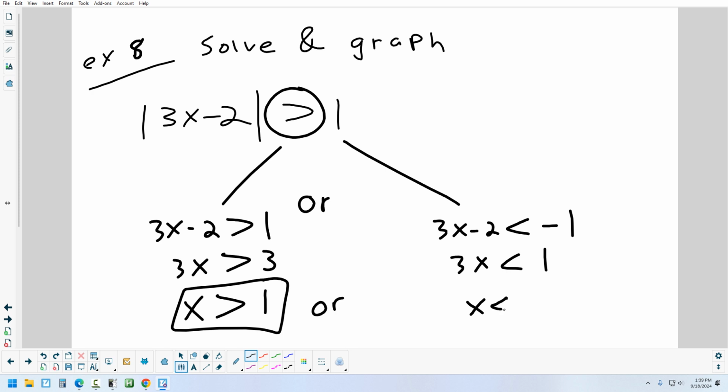Would it be less than? And then when you divide each side by 3, yeah, it's going to be 1/3. How did you get rid of the 2? Plus 2, plus 2, and negative 1 plus 2. That's how I got 1.